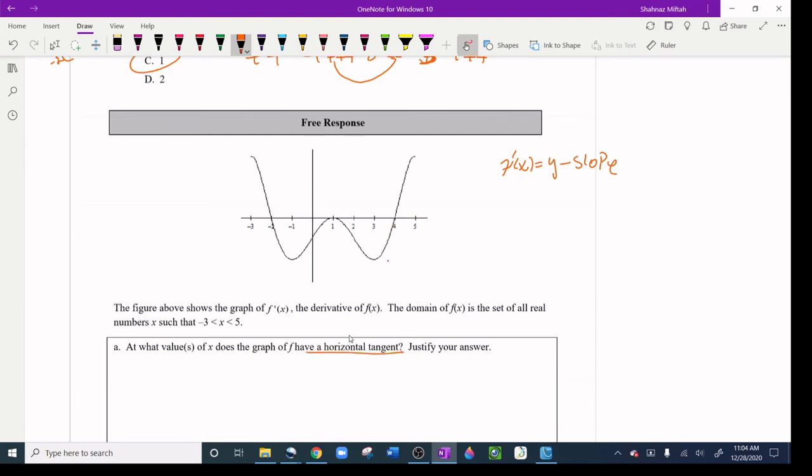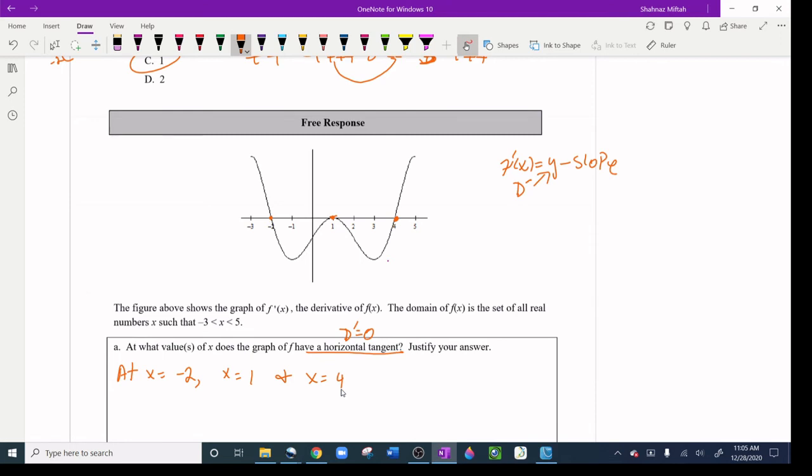Horizontal tangent means when the derivative is equal to 0, right? That's horizontal tangent. Since every y value is my slope and this is f prime, the derivative we are talking about, where the derivative is 0, my y value is 0 here, my y value is 0 here, my y value is 0 here. So this one is going to give me negative 2, 1, and 4. So how do I say this? Pick every word from the question. What values of x? We're going to say at x equals negative 2, x equals 1, and x equals 4.